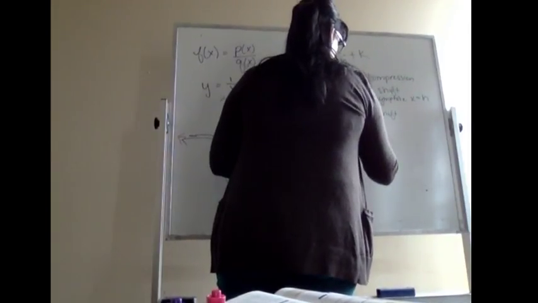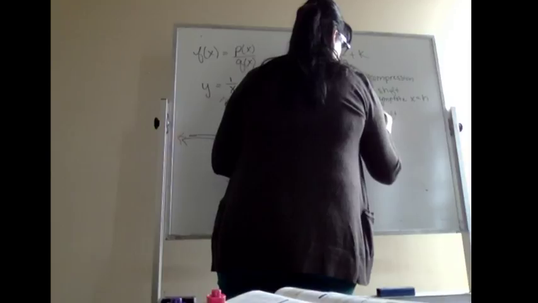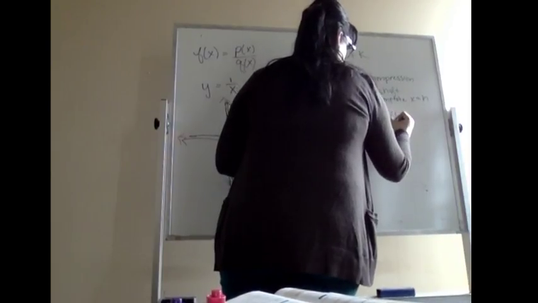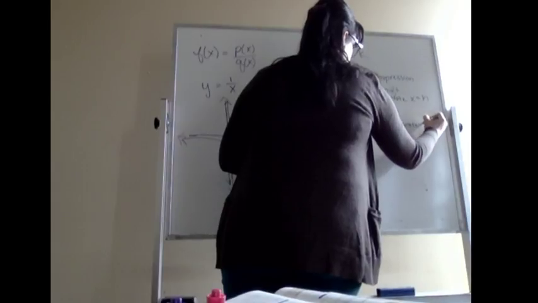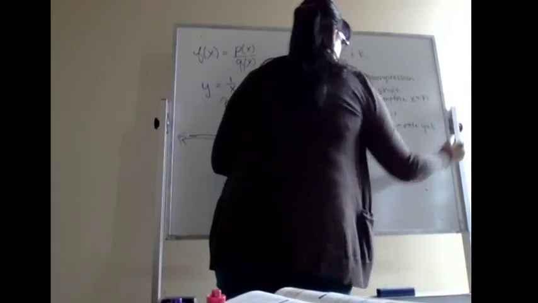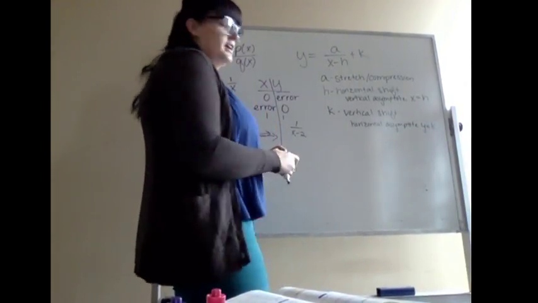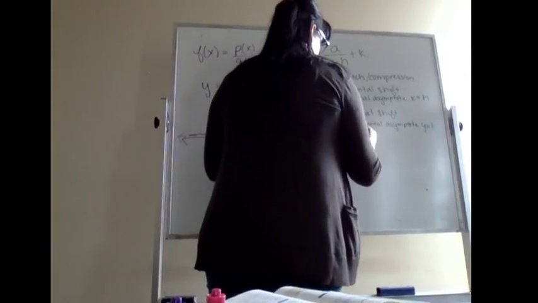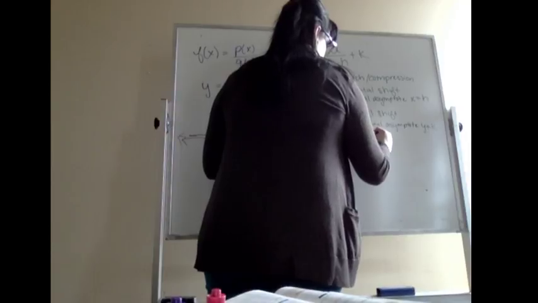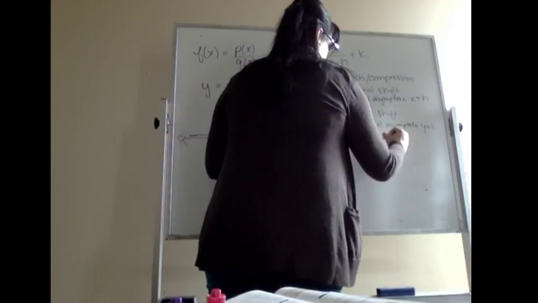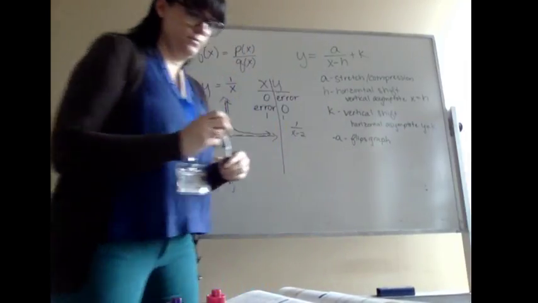That is also a horizontal asymptote at y equals k. And then if you have a negative a, you know that flips the graph.